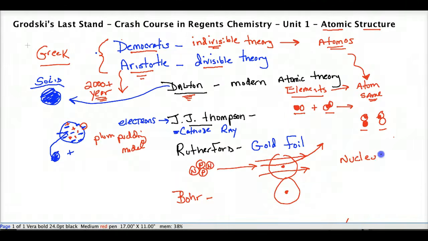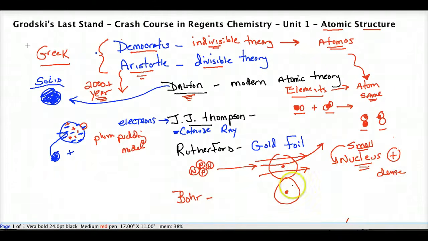The nucleus is what Rutherford discovered. He discovered that these positives that J.J. Thomson thought were just basically in this matrix all over the atom were confined to a small part of the overall atom. So the nucleus was small and it was positive, and all the mass of the atom, so it was small, positive, and dense.